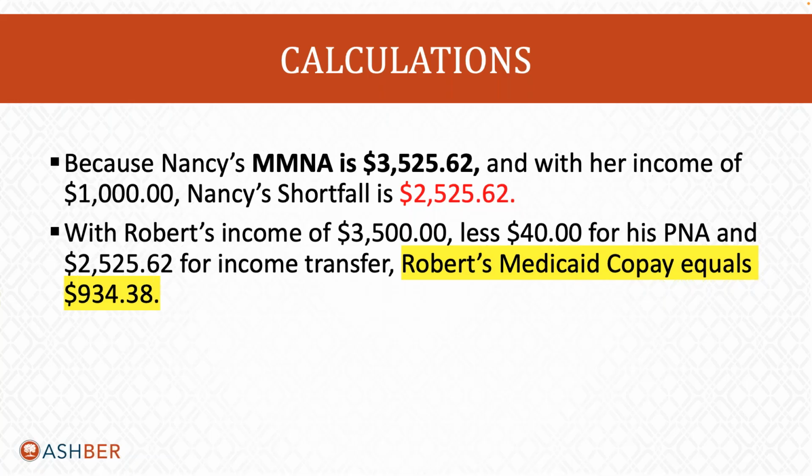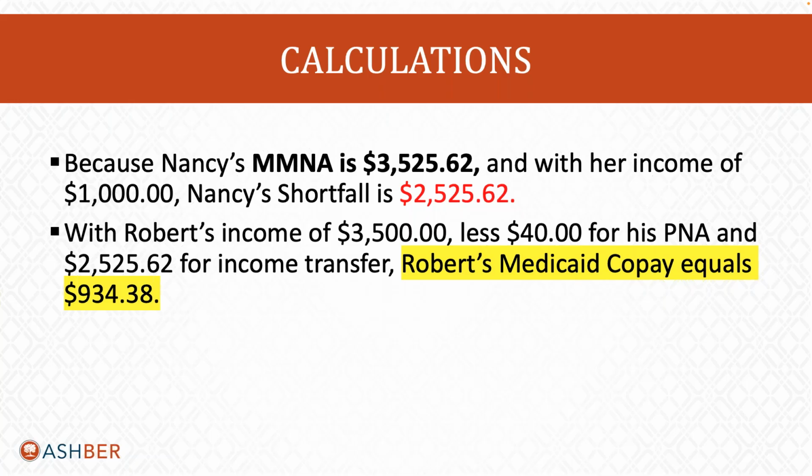So now we go ahead and just do the same calculations we did for the first two examples. Nancy's MMNA of $3,525.62 is still greater than the income she's receiving. So Nancy's shortfall is $2,525.62. And that is going to get transferred again from Robert's income of $3,500 and allocated over to Nancy. And then we're also going to allocate $40 again to Robert for his personal needs allowance. And that's going to leave him with a Medicaid copayment in the state of Maine for this case of $934.38. So as a result of that, Nancy's income is going to increase to the $3,525.62.